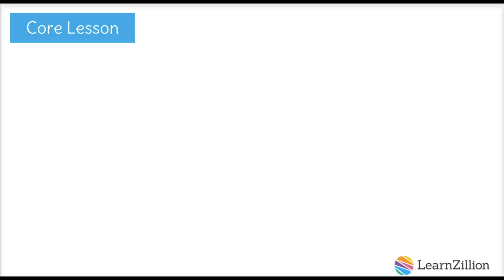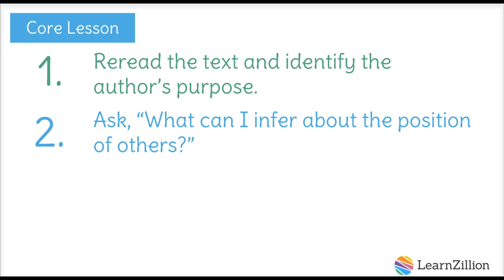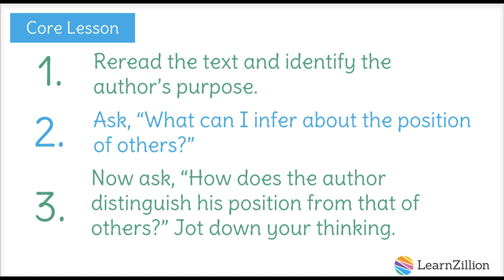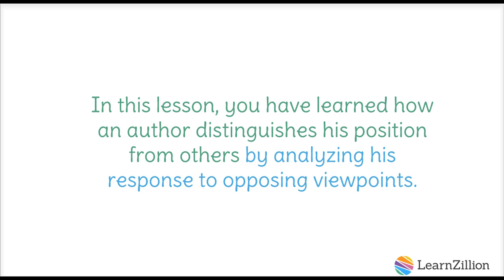Let's review our steps. 1. Reread the text and identify the author's purpose. 2. Ask, what can I infer about the position of others? And 3. Now ask, how does the author distinguish his position from that of others? Jot down your thinking. In this lesson, you have learned how an author distinguishes his position from others by analyzing his response to opposing viewpoints.